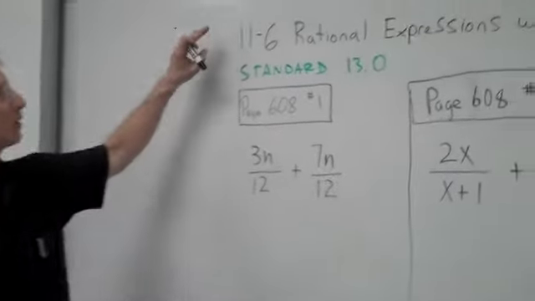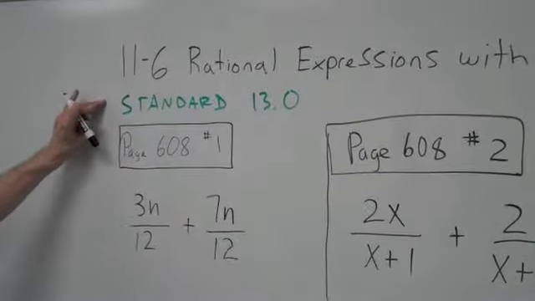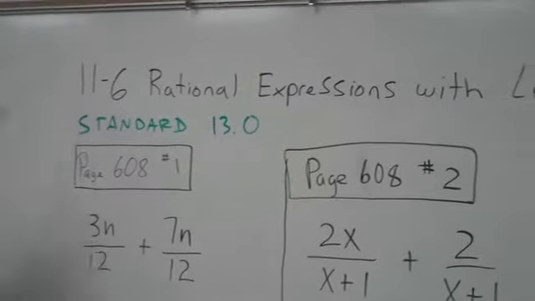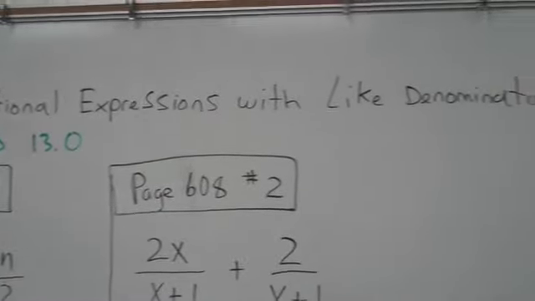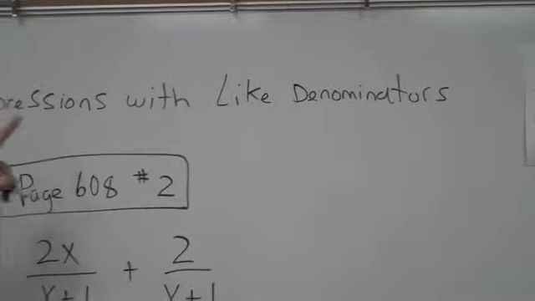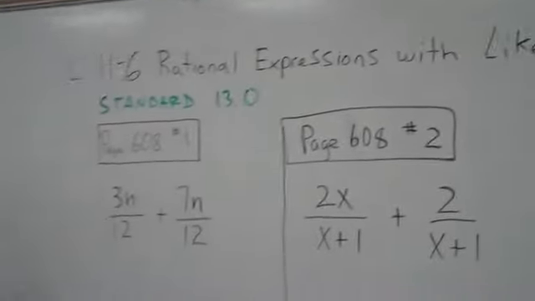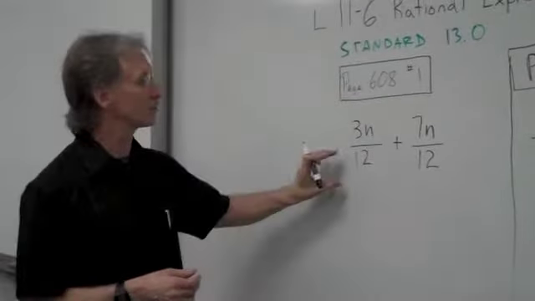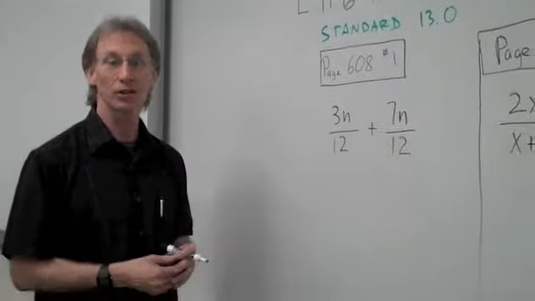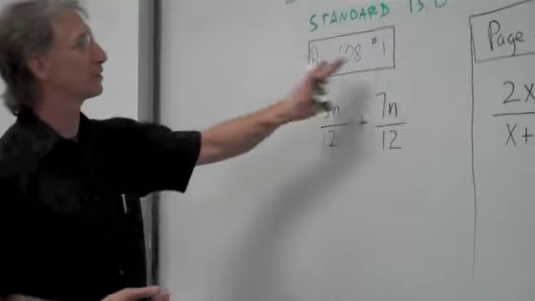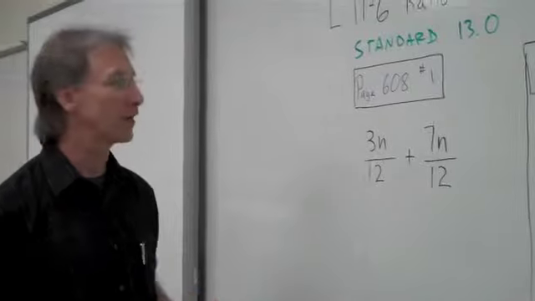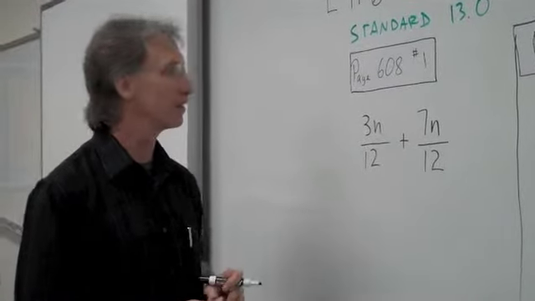Take a look here. We're on Standard 13 right now, and Standard 13 is Lesson 11-6, Rational Expressions with Like Denominators. Now that's the easier kind to do because when the denominator is the same on the bottom, it makes it a lot easier to do the problem. For example, this is example 1 on page 608, which we did in class today.